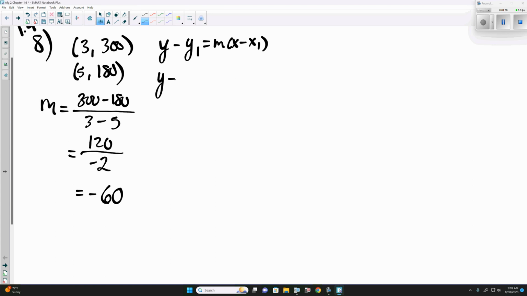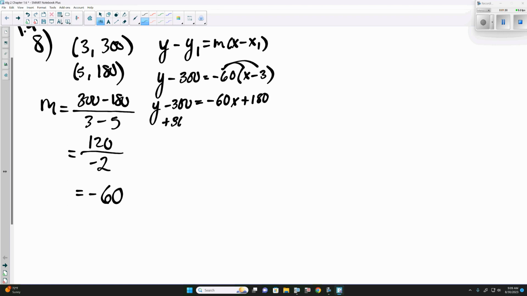So I'm going to use the top point 3, 300. We'll plug 300 in for y, negative 60 in for our slope, and 3 in for the x value. Now we can distribute the negative 60, which would give us negative 60x plus 180. At this point, we can add 300 to both sides, telling us y is equal to negative 60x plus 480.